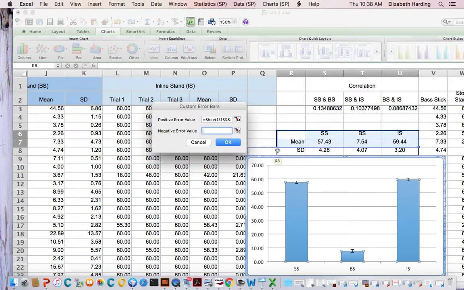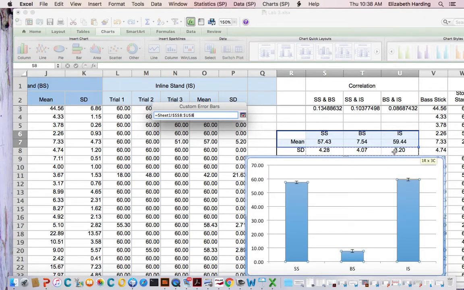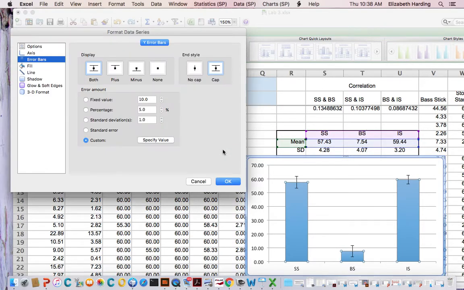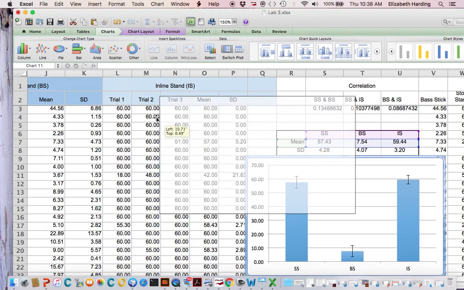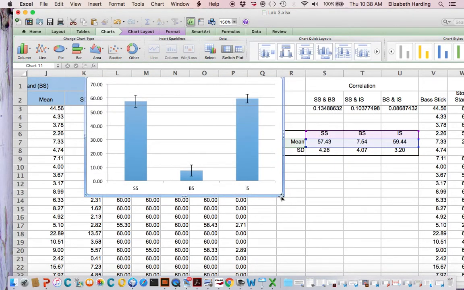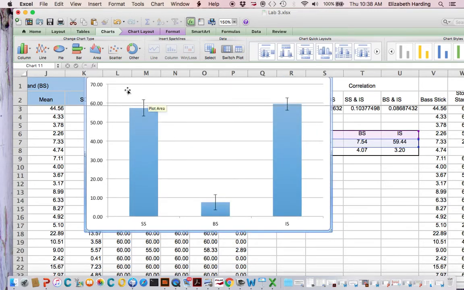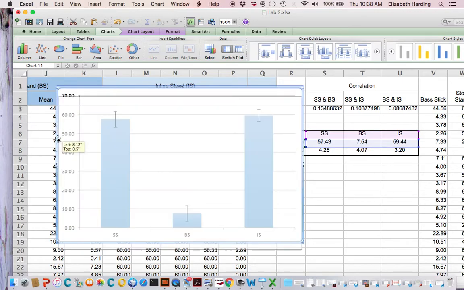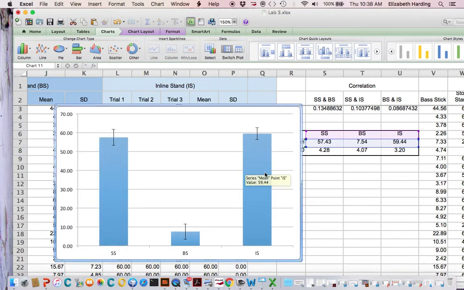Okay, and so the same for the negative values. And hit OK. And looks good, right? So we needed a little bit of that white space, maybe not all of it, but go ahead and leave it alone. Don't fuss with it too much.